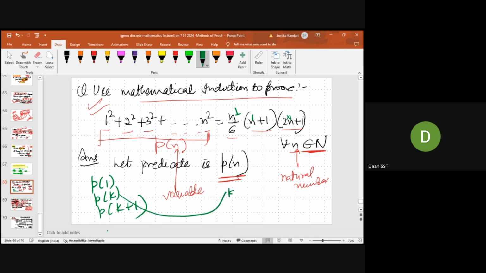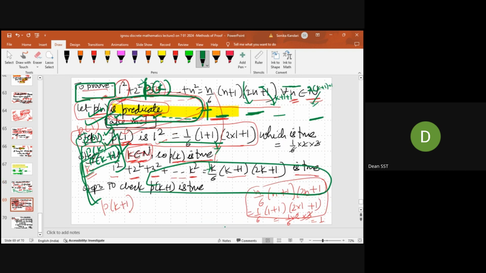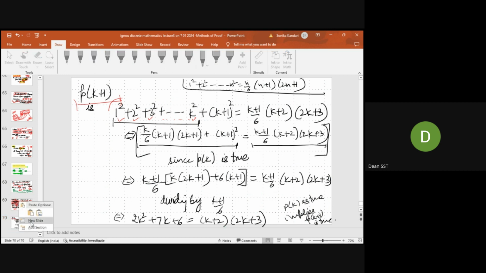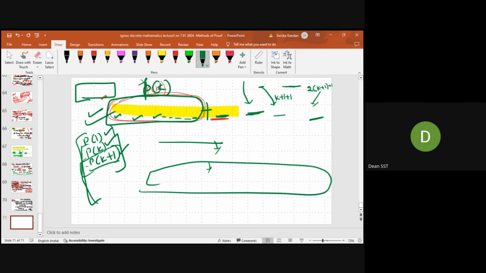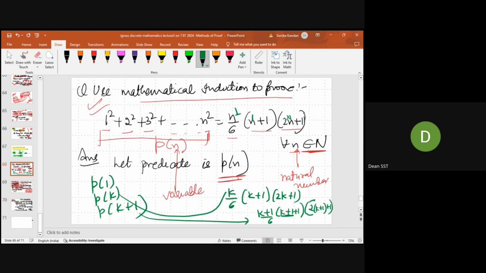For Pk, this will be k by 6, k plus 1, 2k plus 1. For k plus 1, it will be k plus 1 by 6, k plus 1 plus 1, 2(k plus 1) plus 1. Fine. And what is interesting is, suppose you find the value of Pk. So in case of Pk plus 1, you need to substitute the value here. So it is very important to do it step by step and write it properly.